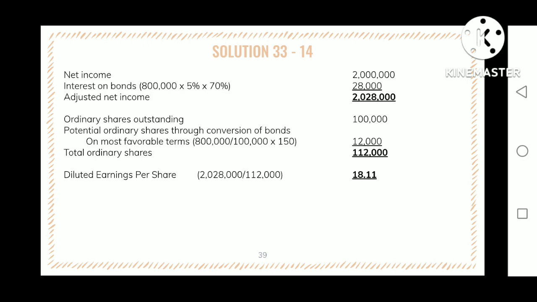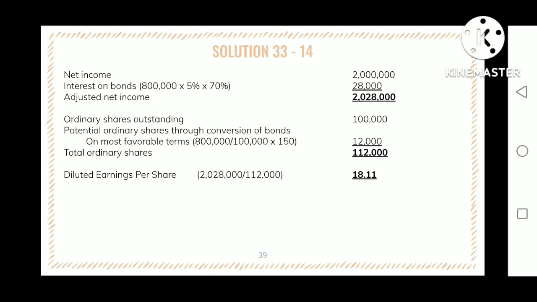This is the solution. We have a net income of 2 million, interest on bonds which is the 800,000 times 5% times 70% with a total of 28,000. The adjusted net income is 2,028,000, while the ordinary shares outstanding is 100,000. The potential ordinary shares through conversion of bonds on most favorable terms, which is 800,000 divided by 10,000 times 150, is 12,000. The total ordinary shares is 112,000.